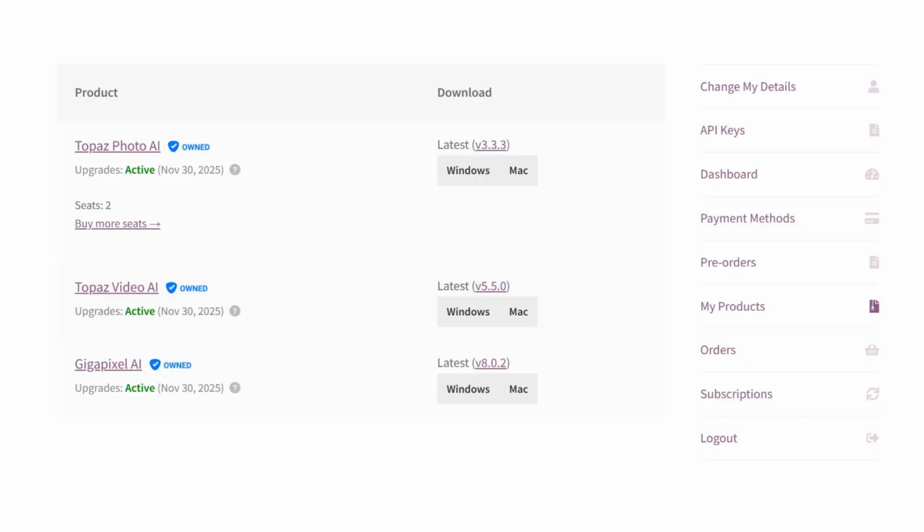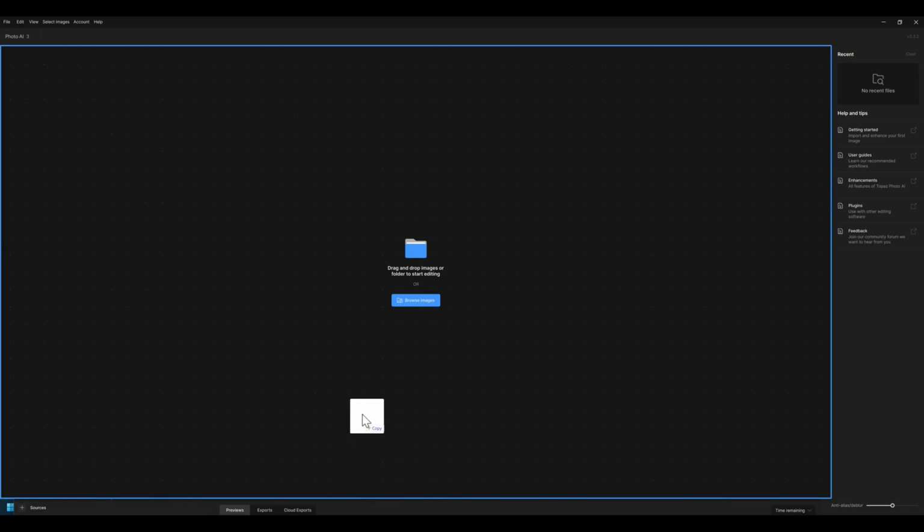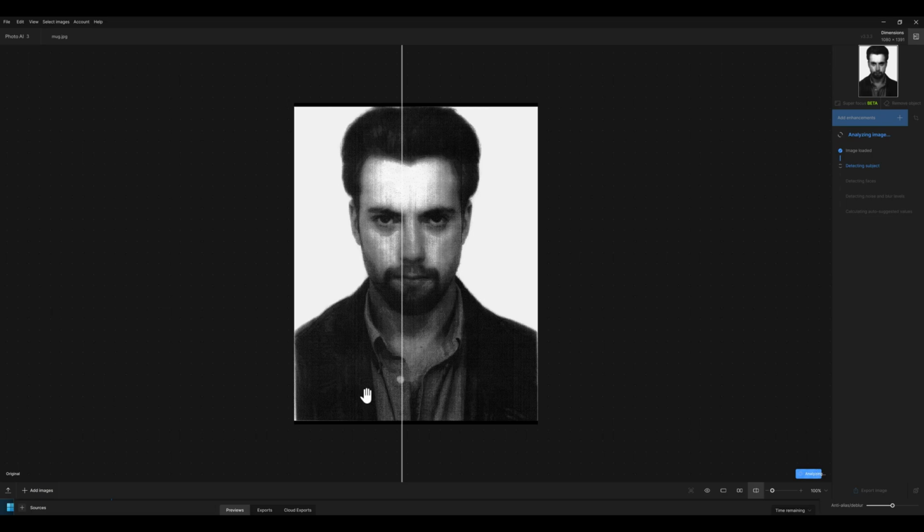It came bundled with Photo AI and Gigapixel AI, the two Topaz Labs picture enhancement packages. Photo AI has some of the same normal tricks as other picture editing packages: denoising, sharpening, basic lighting adjustment control, that sort of thing. But the most interesting thing is the Recover Faces option.